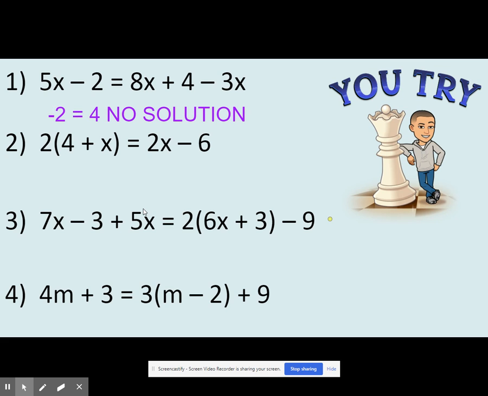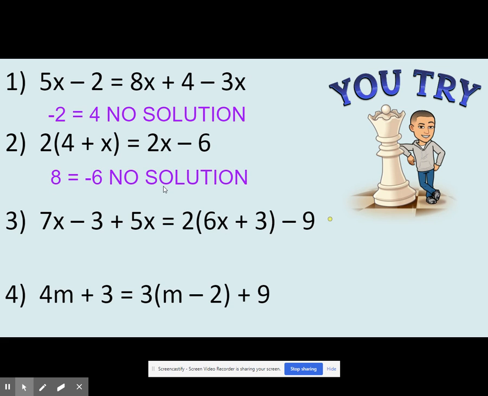Number one, you should have got -2 equals 4, which is no solution. So if we look, you should have done 8x minus 3x is a 5x on both sides. So subtract 5x to get rid of those. And then you ended up with -2 equals 4. So no solution. Number two, 2 times 4 is 8. 2 times x is 2x. Then you would get rid of the 2x on both sides, and you end up with 8 equals -6.